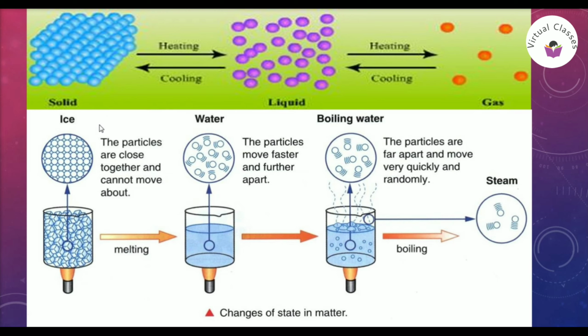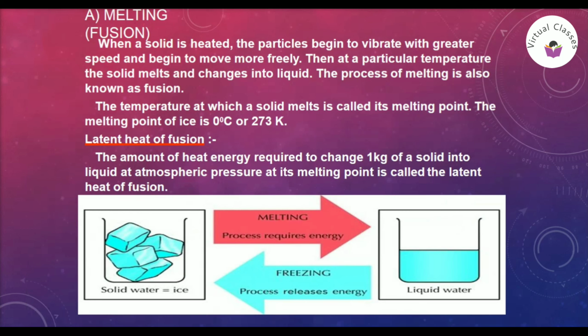Now, the process of changing solid, where the particles are close together and cannot move about, to liquid, where the particles move faster and further apart, is called melting. And the process of changing liquid to steam, where the particles are far apart and move very quickly and randomly, is known as boiling. Let's study each of the processes in detail.